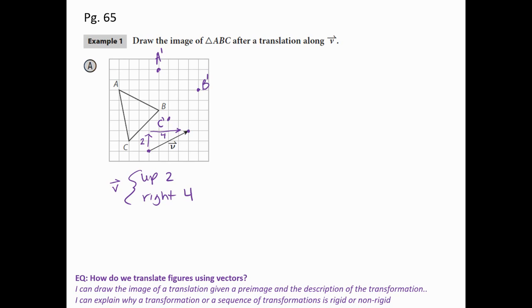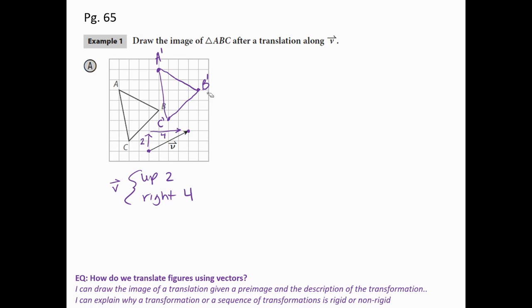All right, and then when I connect the dots, there is my new triangle. Don't mind my messy connecting, but hopefully you can see. If we take a look and compare the new triangle to the original, we should be able to make a decision about rigid or non-rigid.